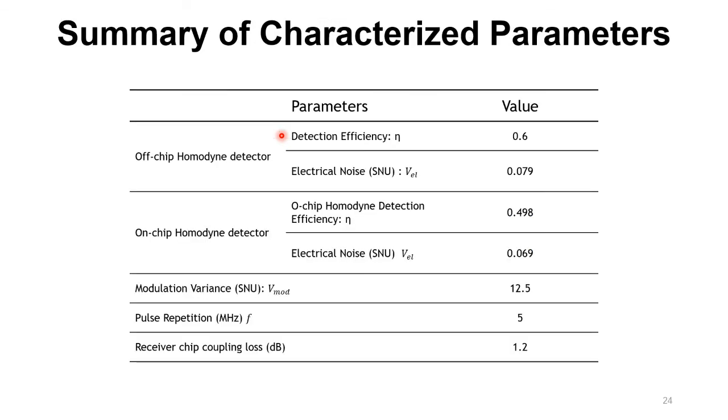Till now, the parameters we have measured are summarized in the table. The table shows the efficiency, the detector efficiency, the modulation variance, pulse repetition, and coupling loss in the receiver chip.